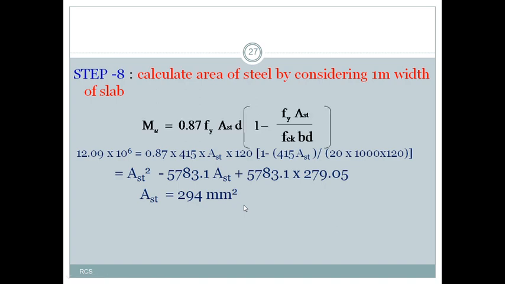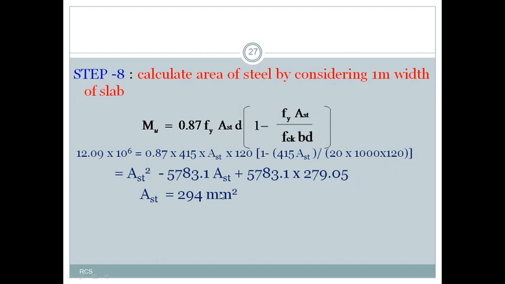By using that effective depth, fy and the bending moment we calculated, we have to calculate the area of steel by considering 1 meter width of the slab. This can be calculated using the formula Mu equal to 0.87 fy Ast d into 1 minus fy Ast by fck bd. Mu is 12.09 into 10 power 6, equal to 0.87 into fy, which is 415, Ast we have to calculate, effective depth of the slab is 120, into 1 minus 415 Ast by fck 20, b is 1000, d is 120.